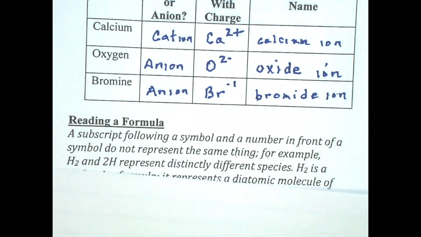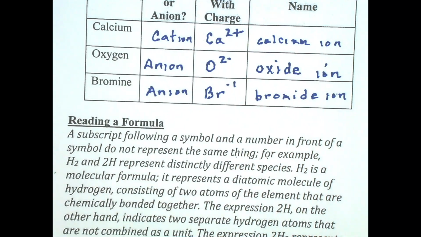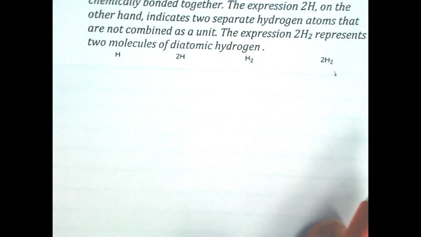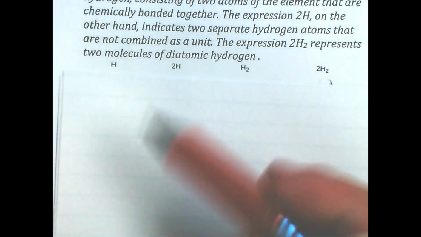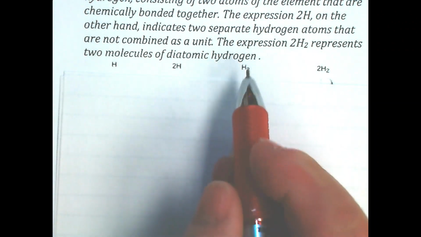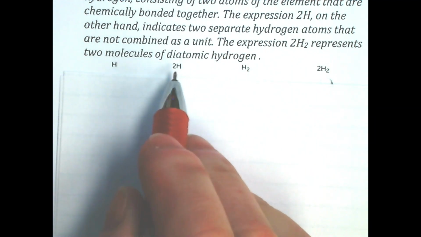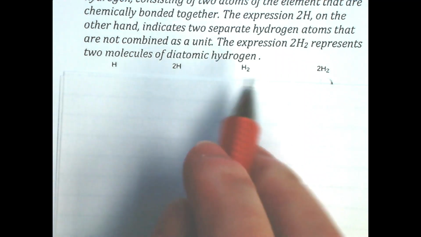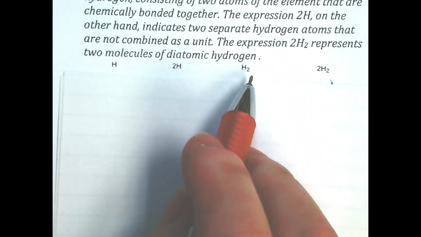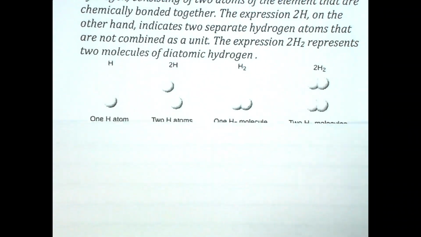Next, reading a formula. We're going to start seeing formulas that look like this quite frequently, where we have both large numbers, called coefficients, written in front and small subscripts written behind. If you see a large coefficient in the front, it means you have 2 of everything behind it. If you see a 2 written as a subscript, then that's telling you you have 2 hydrogen that are chemically joined together or bonded together as a unit.